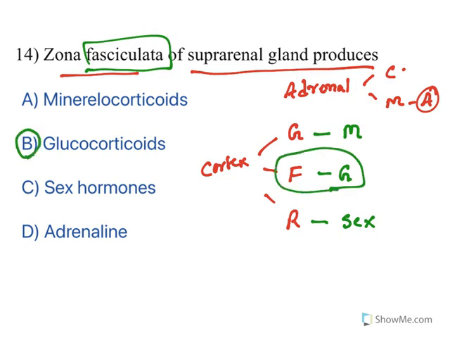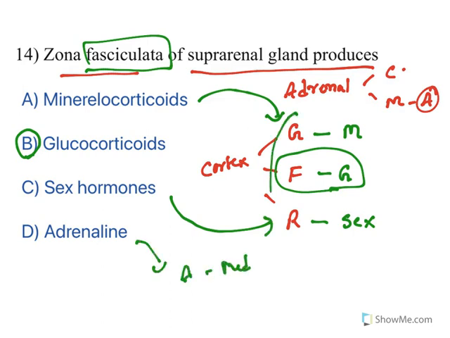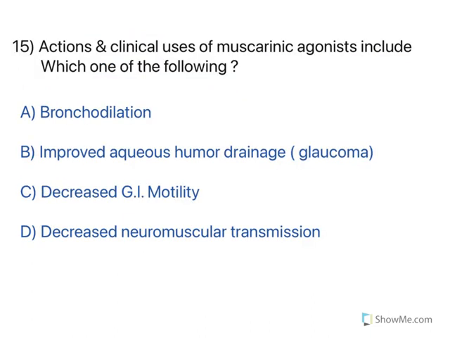So option B is the correct one. Remaining C, mineralocorticoids are by zona glomerulosa, sex hormones are by zona reticularis, whereas adrenaline is from adrenal medulla. So these zones are from the cortex. So option B is the right answer. Moving to the next one.